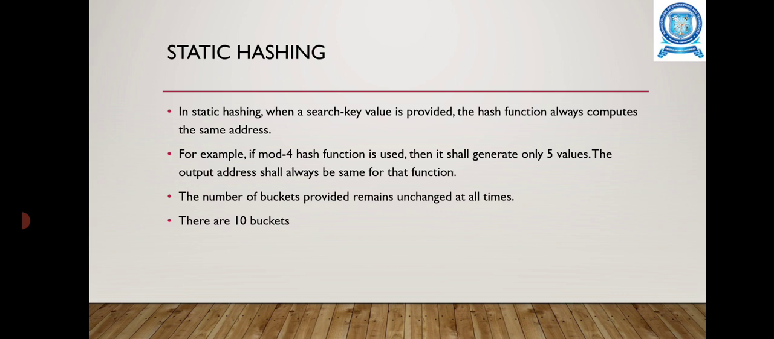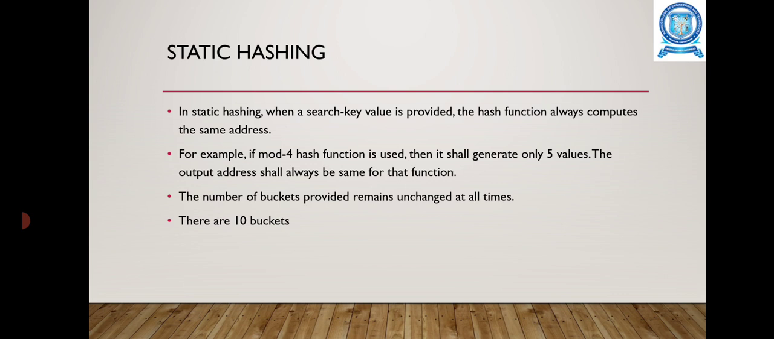Static hashing. In static hashing, when a search key value is provided, the hash function always computes the same address. For example, if mod 5 hash function is used, then it shall generate only 5 values. The output shall always be the same for that particular function. The number of buckets provided remains unchanged at all times. If there are 10 buckets, the hash function returns the sum of the binary representation of the characters modulo 10. For example, 5 mod 10 equals 5, 3 mod 10 equals 3.